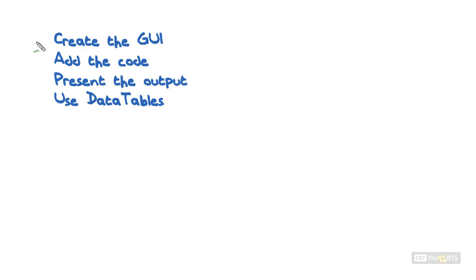So we created the graphical user interface. We added the code to make it work. And now I've given you some options for presenting output to your tool's users in some different ways. The last thing we'll cover in the next nugget is how to use data tables. And believe it or not, that's almost all you really do need to know to make certain types of GUI tools. We've got a little bit more to go, but I hope this has been informative for you.